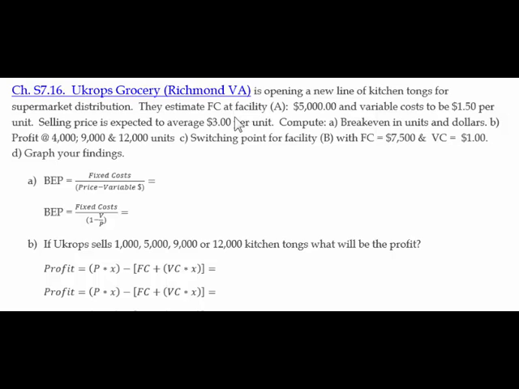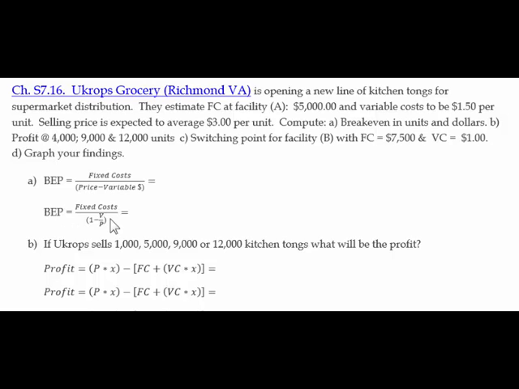So we want to compute the break even in dollars, and we want to compute the profit if we sell 4,000 units, 9,000 units, and 12,000 units, and that's going to allow us to make this little graph. So that's why I wanted to do that. And then we want the switching point, which is the point at which it doesn't really matter which facility we choose, we're still going to make the same amount of profit. So let's first calculate the break even in units, and then in dollars.